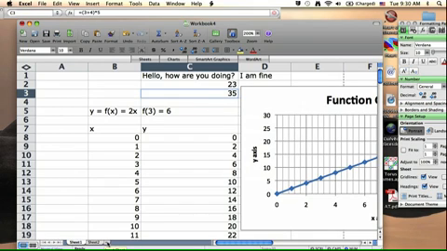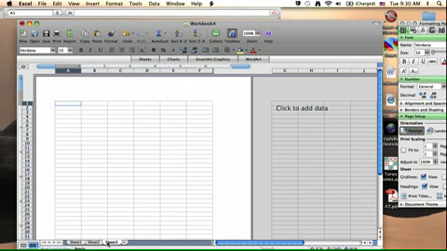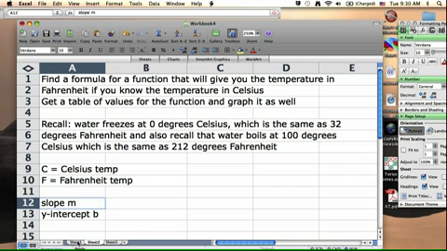You can also insert a sheet by clicking here where it says insert sheet, and that'll give you a new sheet. But I do have something on sheet 2, so I'm going to go back and click on that. Something different than what's on sheet 1. You have different things in different sheets within the overall spreadsheet. And here's our problem in sheet 2. Find a formula for a function that will give you the temperature in Fahrenheit if you know the temperature reading in Celsius. Get a table of values for the function and graph it as well. Alright, there's the basic problem.